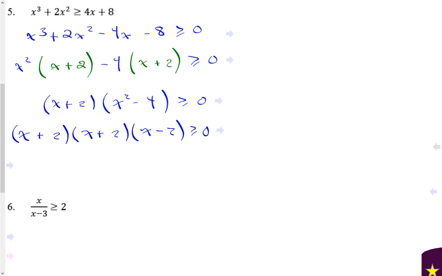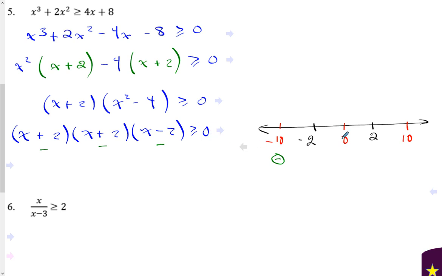Well, here you see the test points that I've chosen. When I plug that value into each of the factors, if I plug a -10 in, this will give me a negative, a negative, a negative. 3 negatives multiplied together give me a negative. Is that greater than or equal to 0? It is not. So this is not part of my solution.